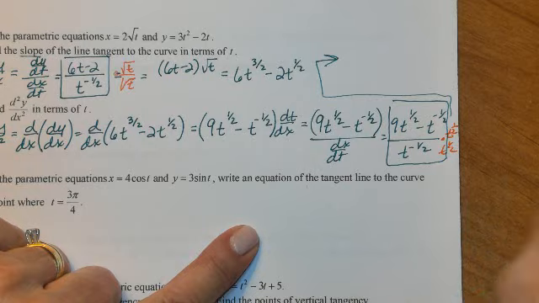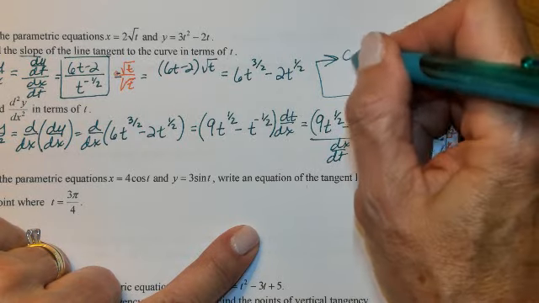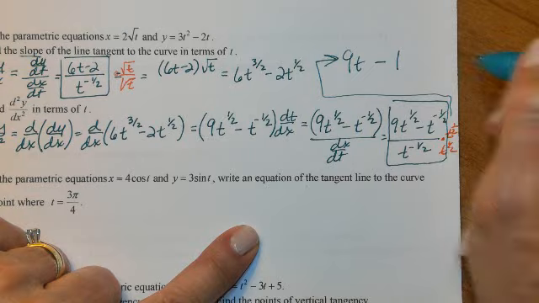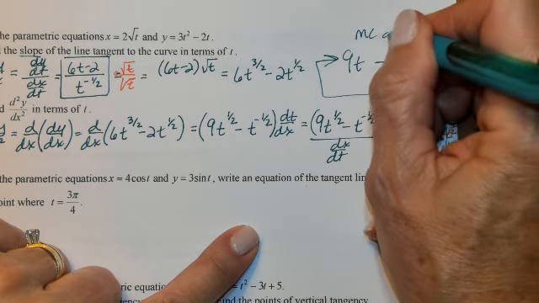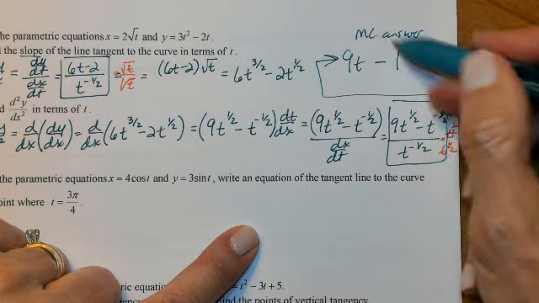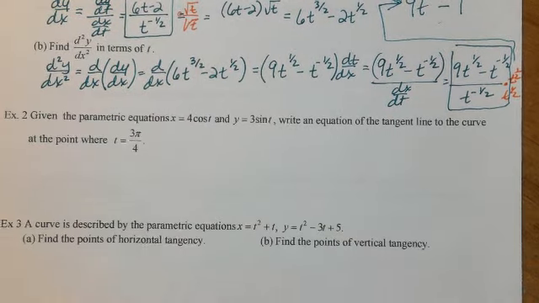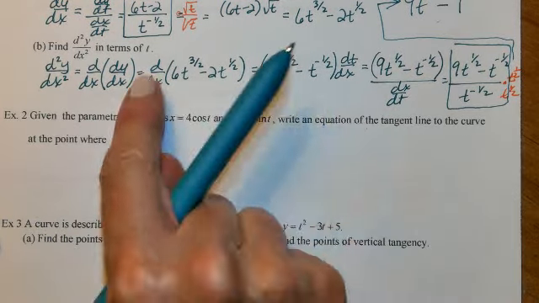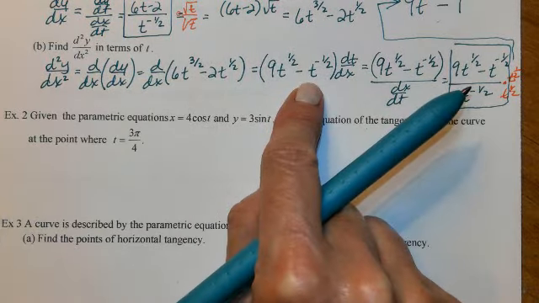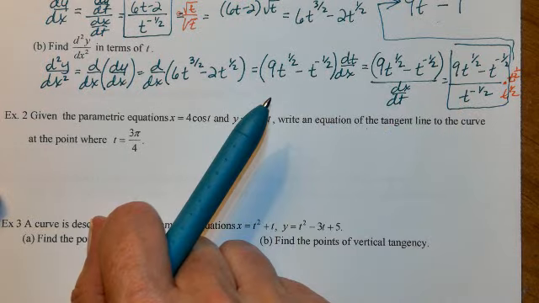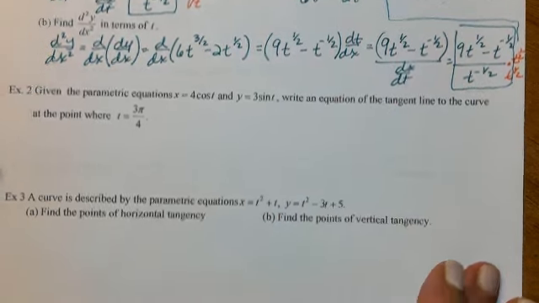Multiplying by square root of t again. So this will be 9t to the first minus 1. That would be the MC answer, because it's much simpler than this thing, right? Okay. Do that. Do a few of those. There's a few on your homework, all right? And do a few of them, and it will make sense. All right.